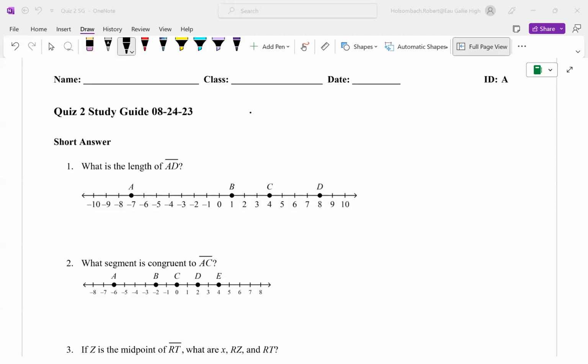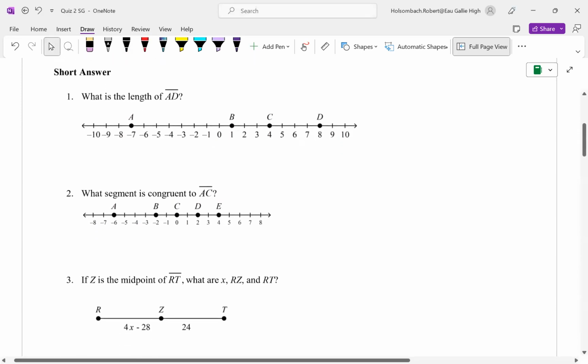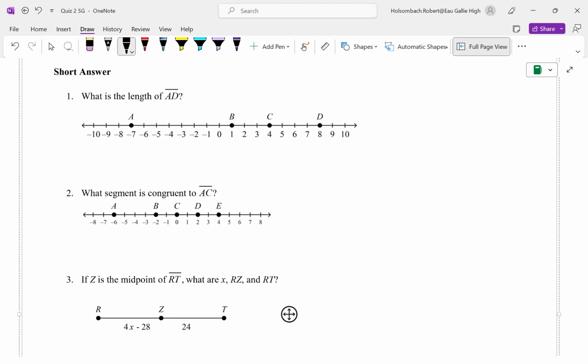All right, so as I said, this is our quiz 2 study guide. And we've got all of these are short answer. So we're looking for the length of AD. All right, that's distance on a number line. So we said this week that the distance on the number line is equal to the absolute value of the difference of the coordinates. So in this case, we need the length of AD.